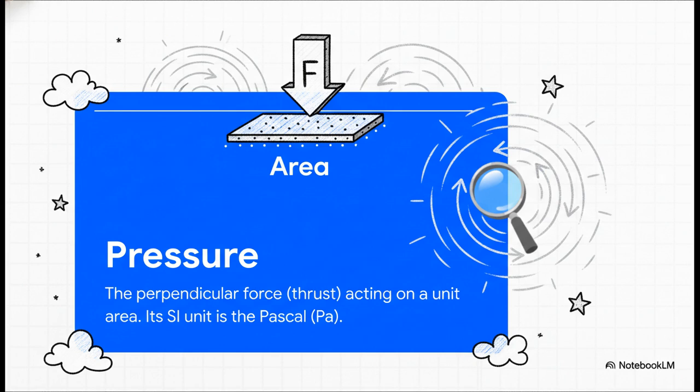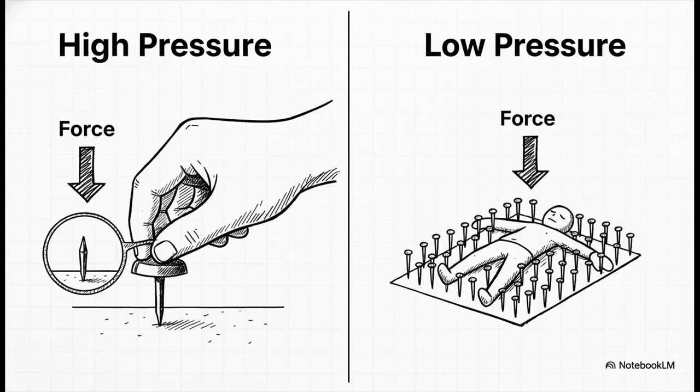Pressure is simply the thrust acting on a unit area. And this simple idea explains so much. A sharp pin has a very, very small area at its tip, right? So even a small force creates a huge amount of pressure, which is why it goes into a board so easily. On the other hand, you can actually lie on a bed of nails because your body's weight is spread out over the large area of all the nail tips. This means the pressure on any single nail is very, very low.